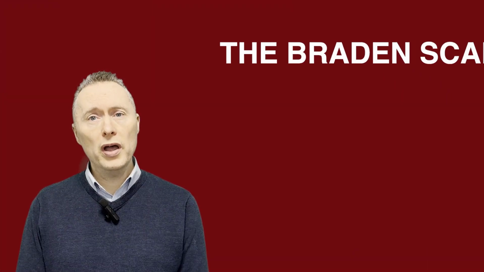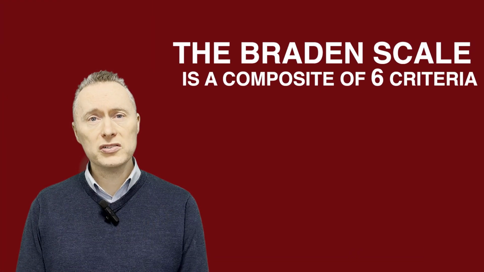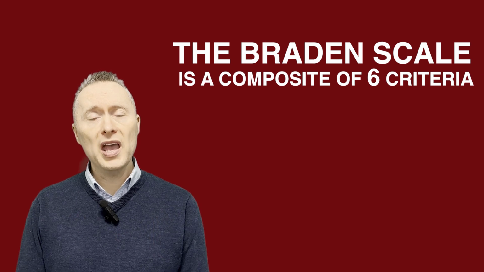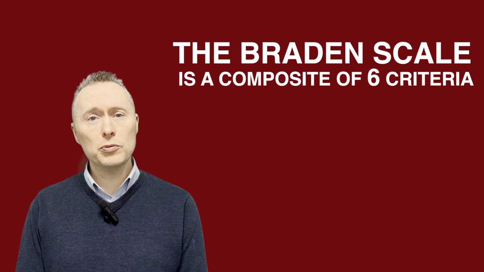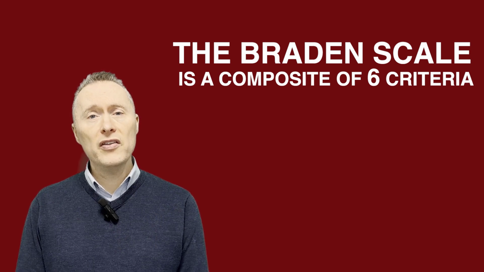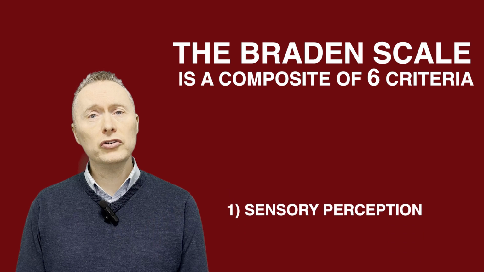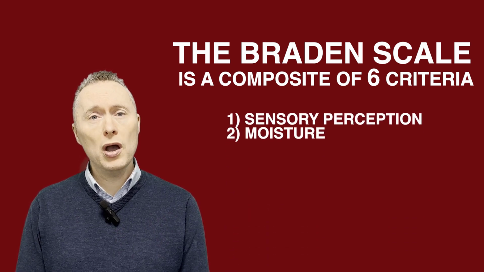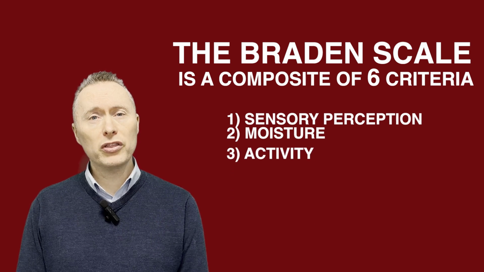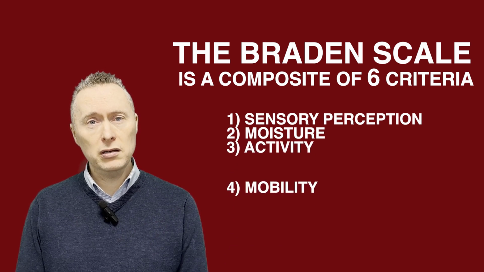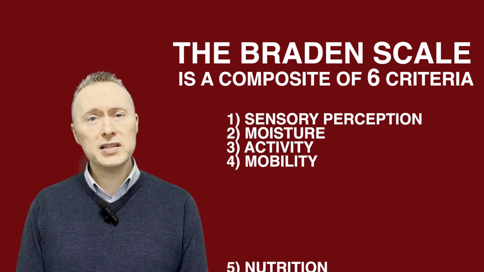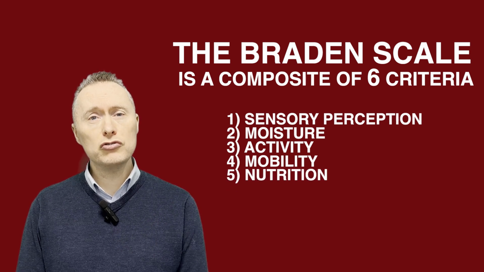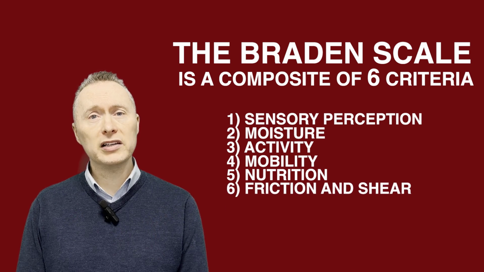At its core, the Braden scale is a composite of 6 criteria. Each serves as a window into the patient's vulnerability to pressure injuries. These criteria are: number 1, sensory perception; number 2, moisture; number 3, activity; number 4, mobility; number 5, nutrition; and lastly, number 6, friction and shear.